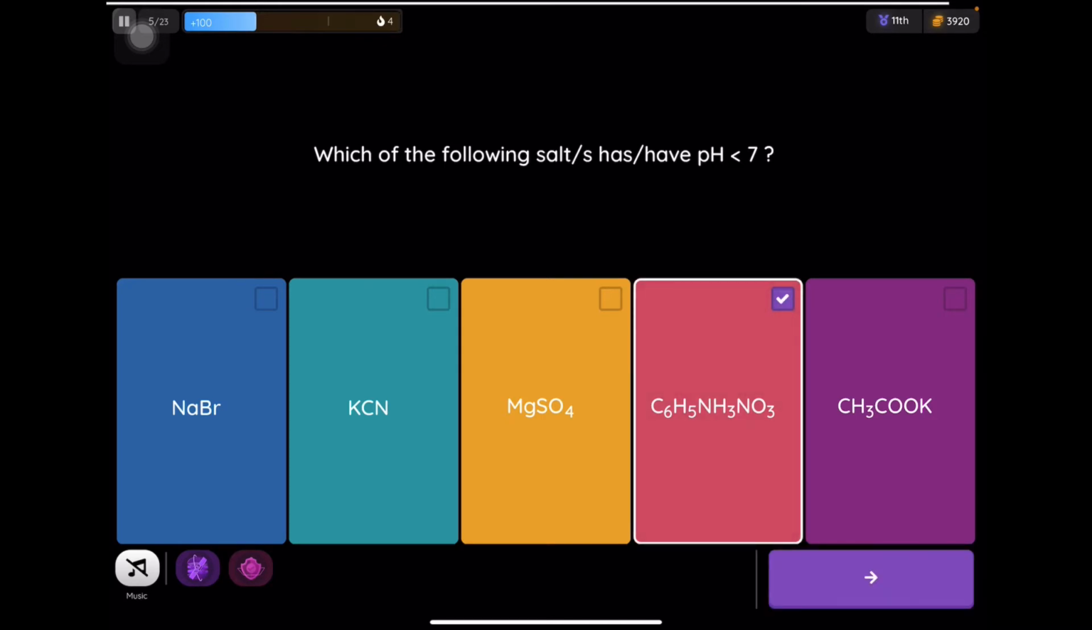The last option here, we have CH3COO, which comes from a weak acid and a strong base combination. So there's only one answer for this question.